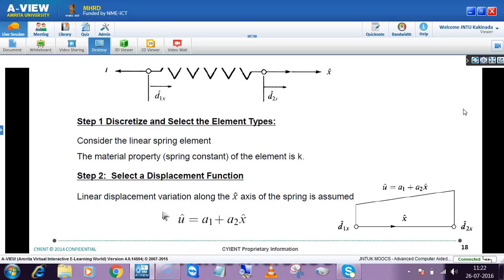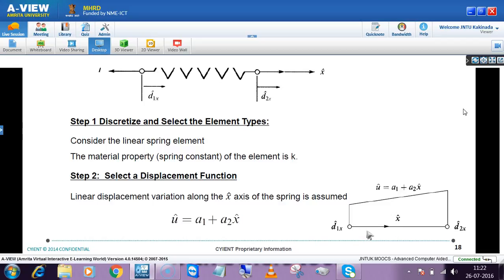Then we have to select a displacement function. We have selected u equals a1 plus a2x. This will vary across the element this way. Basically, here you need to understand that using this function we can interpolate across the element level. So this function we have assumed.